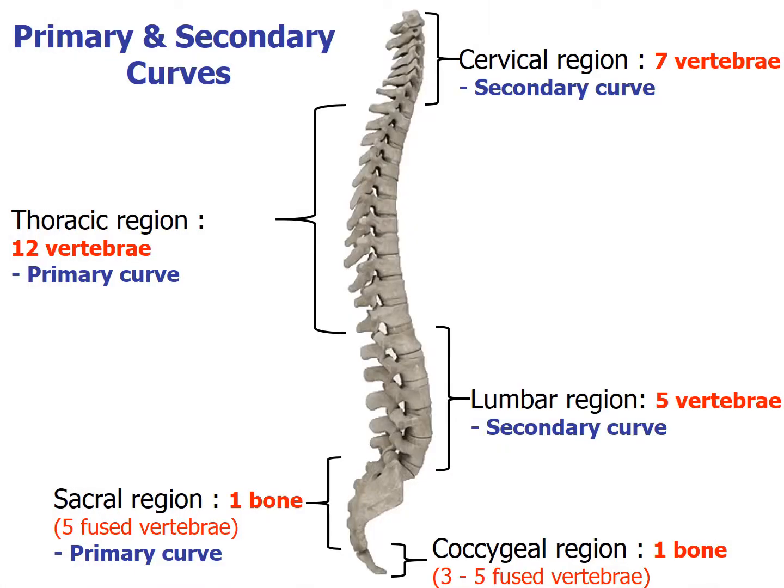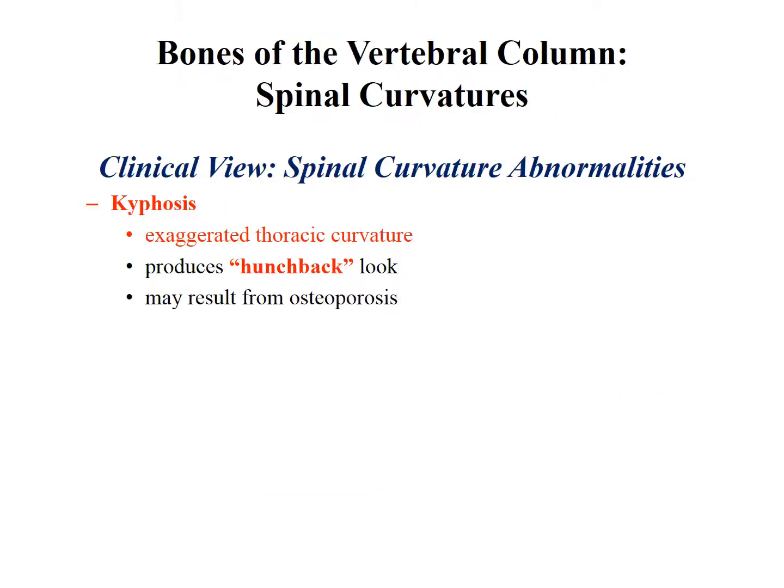And so just looking at this again, we look at the primary versus the secondary curves. Primary will be the thoracic region and the sacral region. Secondary will be the cervical and the lumbar region. Now, sometimes people will have an exaggerated thoracic curve. In the textbook, it's called kyphosis. In a clinical setting, we would usually refer to this as hyperkyphosis. So it's exaggerated even more than what would be normal, and that'll give you that hunchback look.